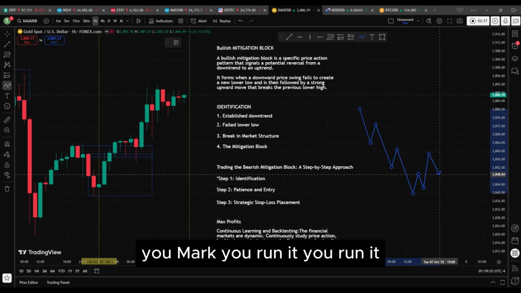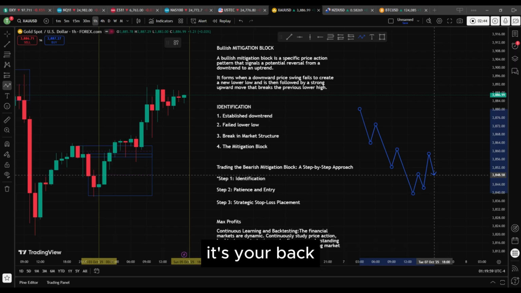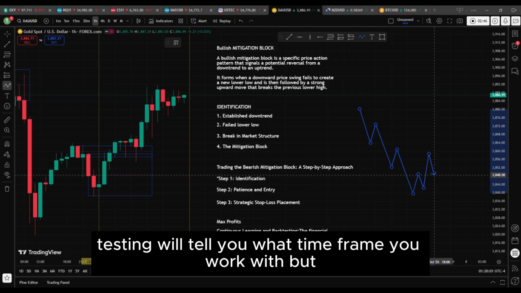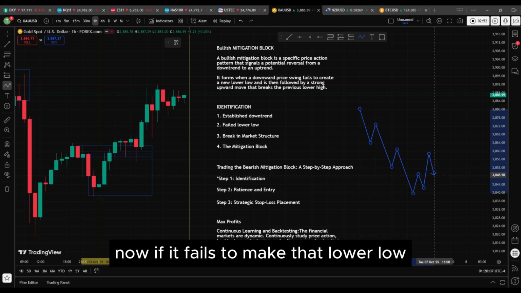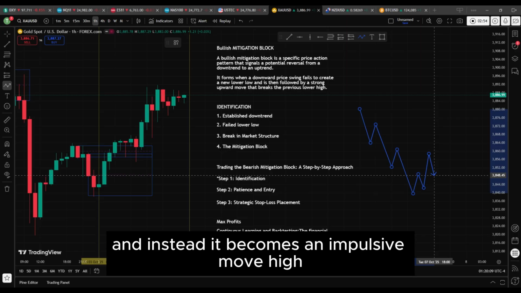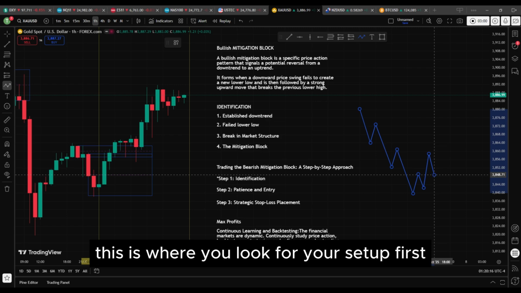You run it, whether it's on the hourly, daily, or 15 minutes. Your backtesting will tell you what time frame you work with. Now, if it fails to make that lower low, and instead it runs an impulsive move higher, you wait for price to get back here. This is where you look for your setup.